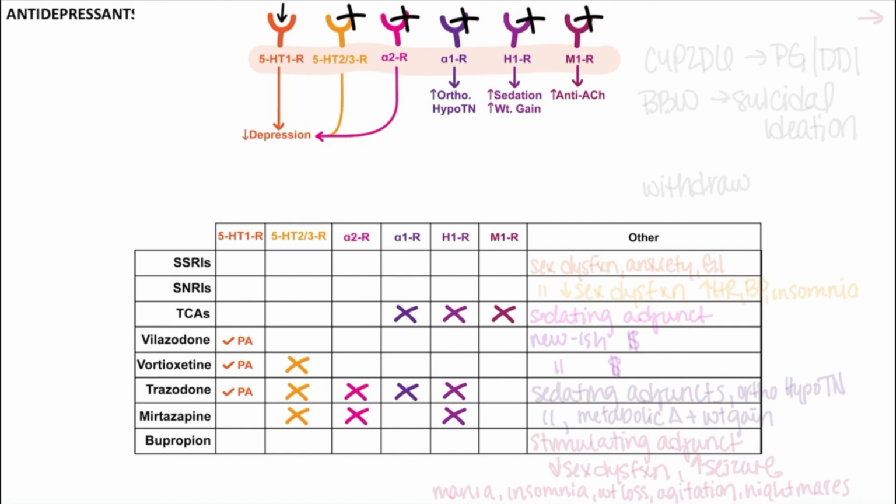Now, one thing that will be applicable to a good number of agents on this slide is that many will be metabolized by CYP enzymes, specifically CYP2D6, which remember has a lot of pharmacogenomic considerations to be aware of, as well as drug-drug interactions. There's also going to be a black box warning for all of these agents for suicidal ideation and behaviors, because there's going to be an initial increase in serotonin with most of these agents, and this can increase motivation to act on these suicidal thoughts.